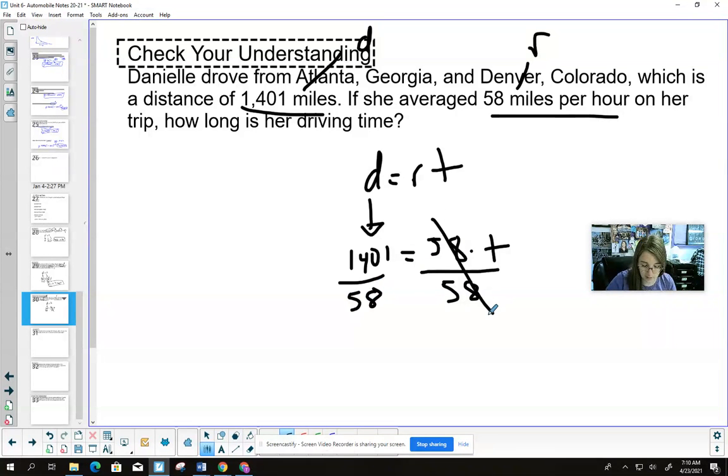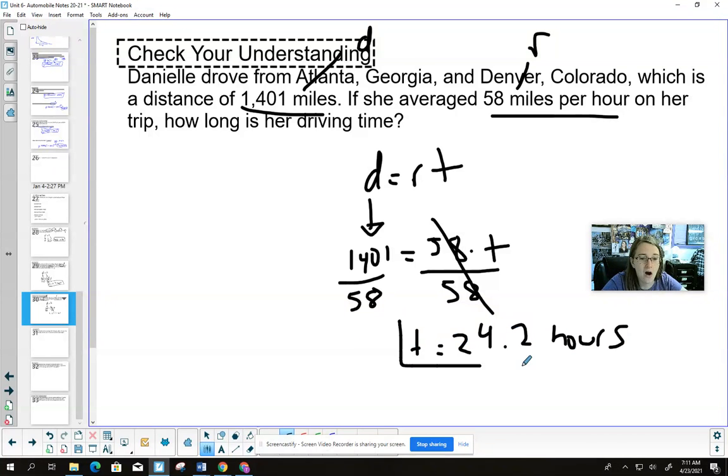If you were able to look at the problem and know, hey, I need to divide, good. Just do that. You don't need to use the formula. You can go straight to just dividing the two numbers. We got T equals 24 point, let's say 2 hours. Yeah, a whole day. That sounds about right.